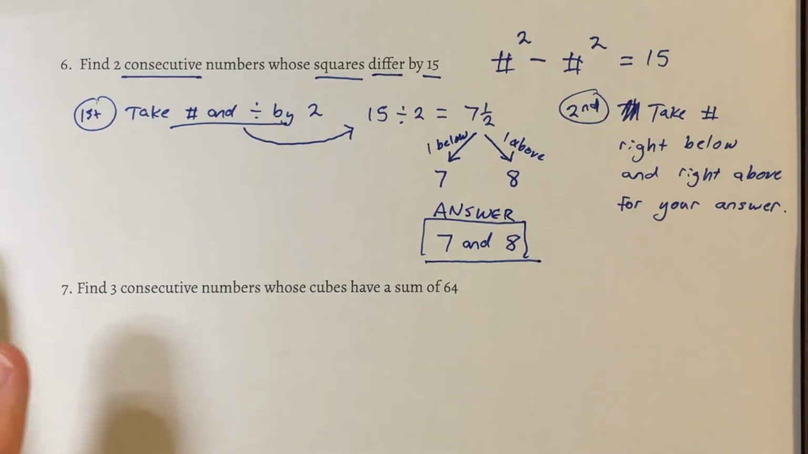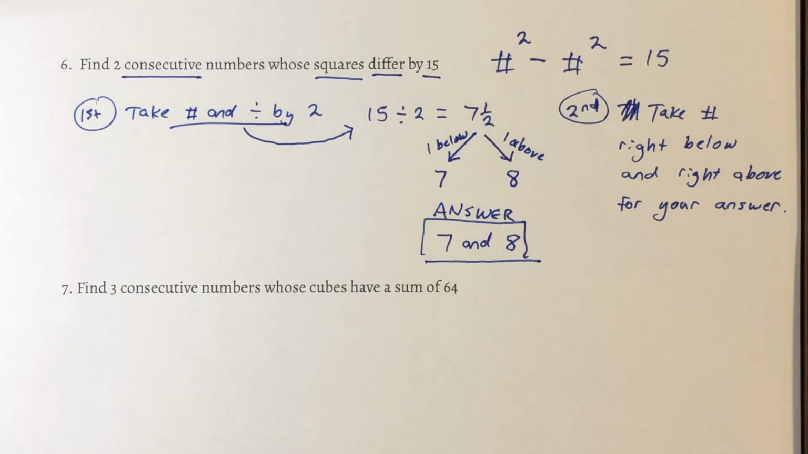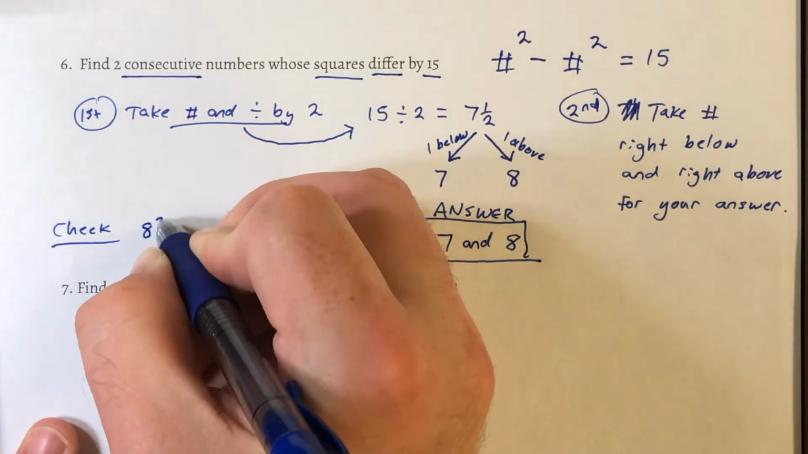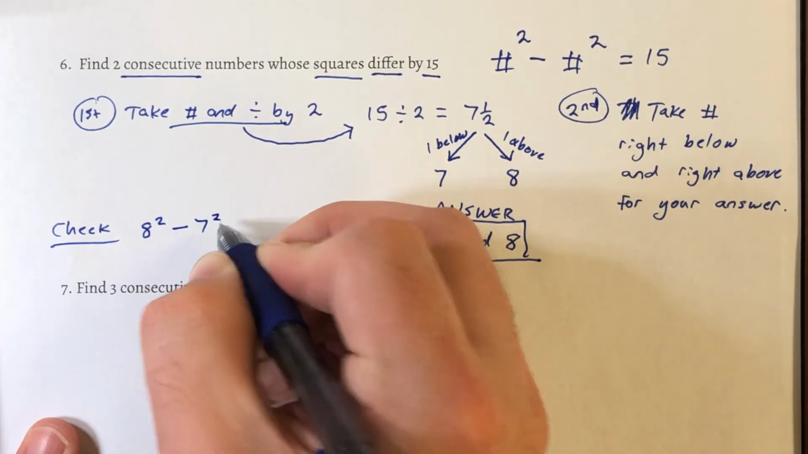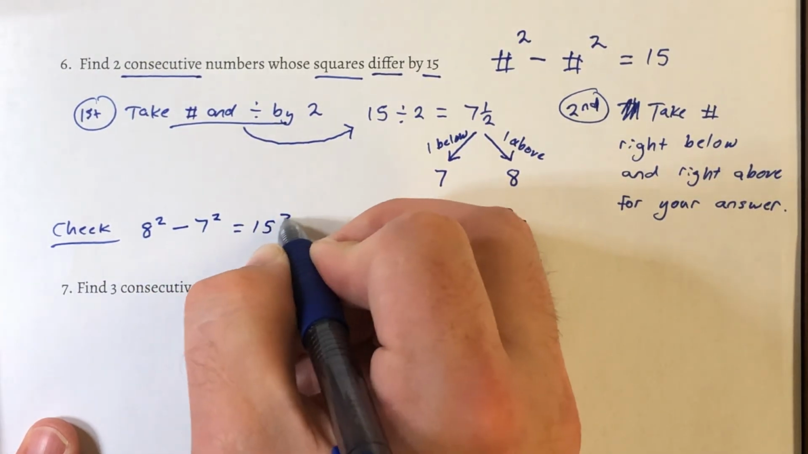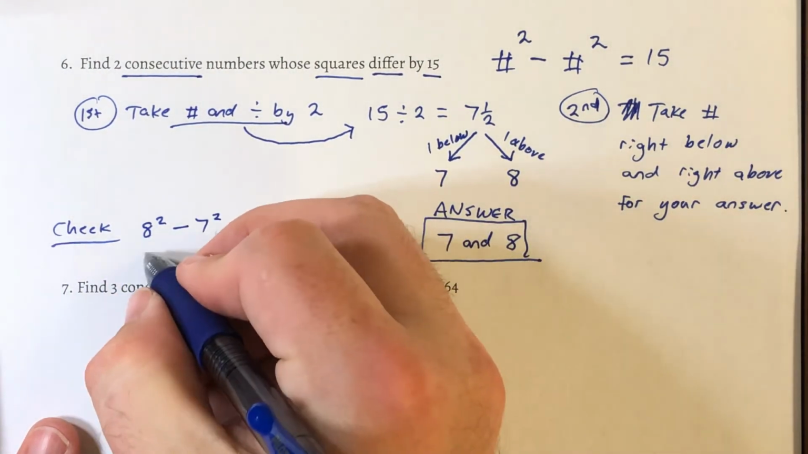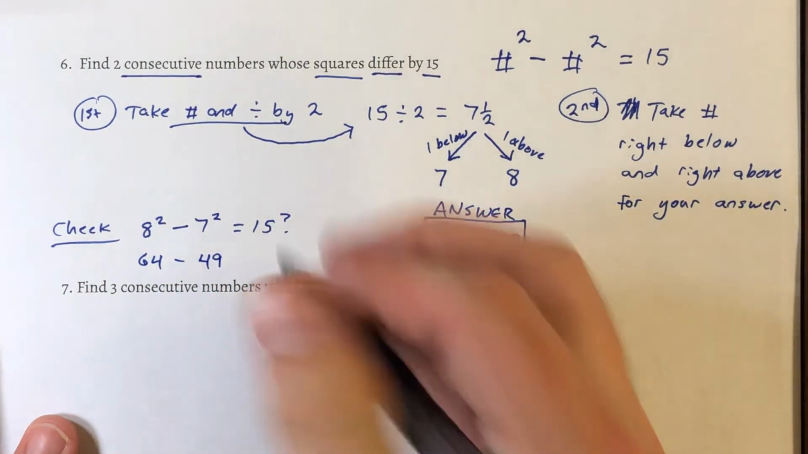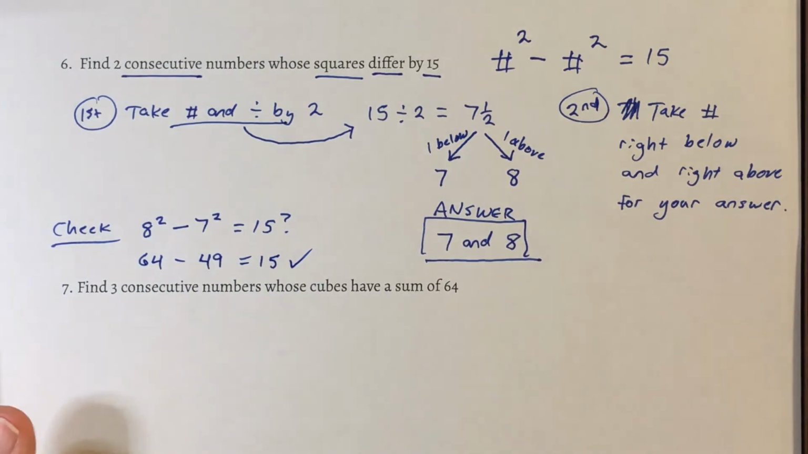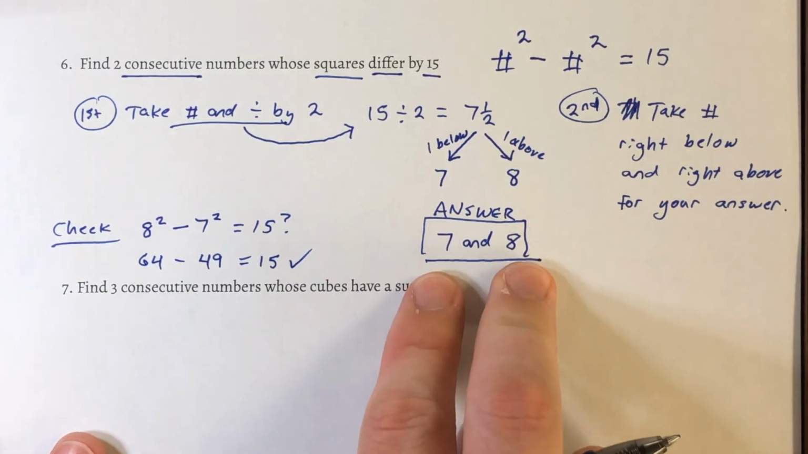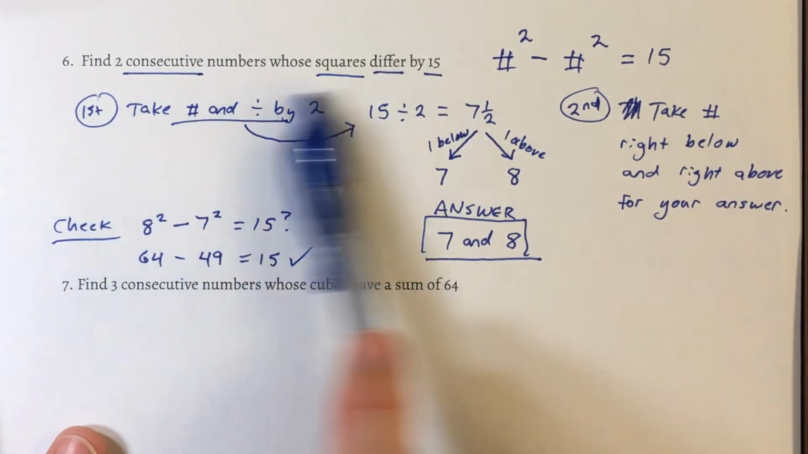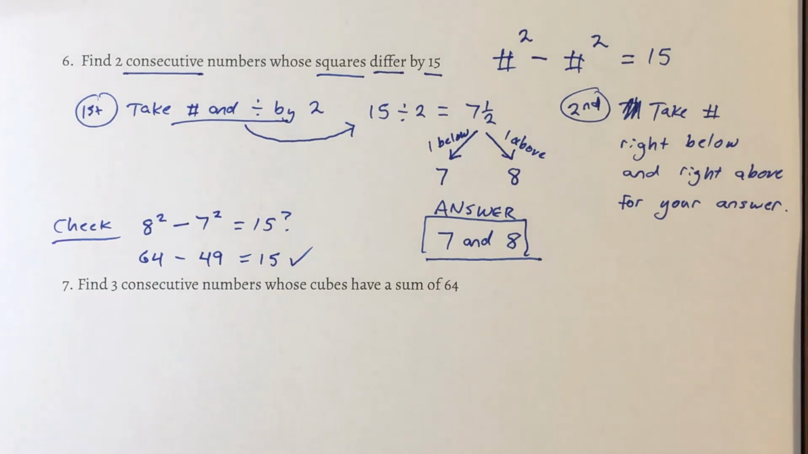Now, I could check this to make sure. We really should check it. If I take 8 squared and subtract 7 squared, will I get 15? Well, let's see. 8 squared is 64. 7 squared is 49. 64 minus 49 is 15. So it works. So again, our answer is 7 and 8. So anytime you're looking for two consecutive numbers whose squares differ by 15, you could use this nice little method to come up with those.